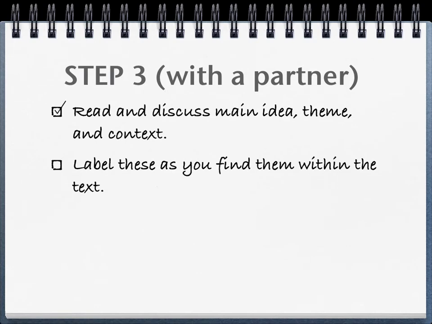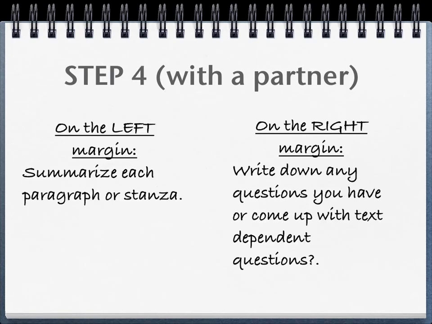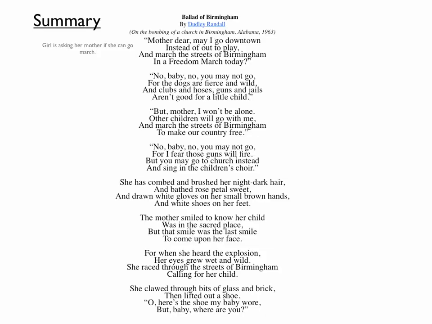Okay, now we're done with step 3 and we are ready to move on to step 4. On the left side of the margin, we are going to summarize each stanza. So go ahead and write summary on the left, and I went ahead and did the first one for you. In the first stanza, I said that the girl is asking her mother if she can go on the march. Now you need to pause the video and write a quick little summary of each of these stanzas, what is happening in these stanzas. Go ahead and pause your video and do this.